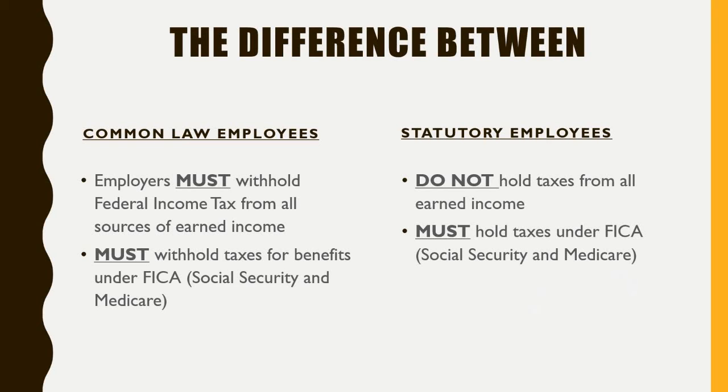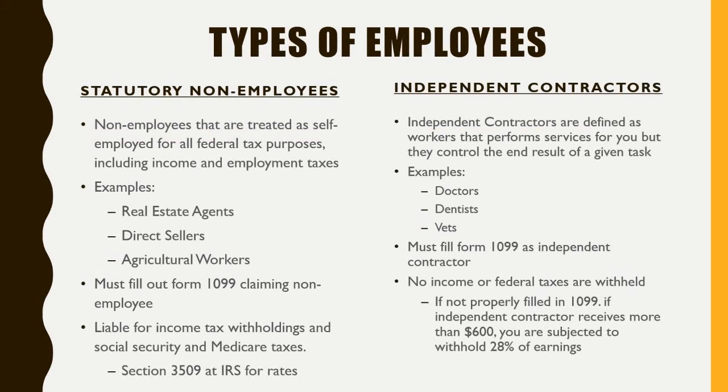If in case you don't want to go that route of having full employees, you can have them be either your statutory non-employees or your independent contractors. So these are your 1099 people. These ones you don't pay taxes for, because they're considered expenses to you.